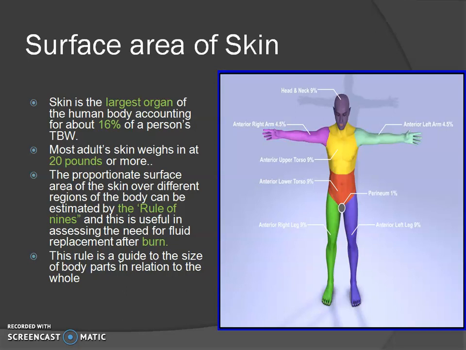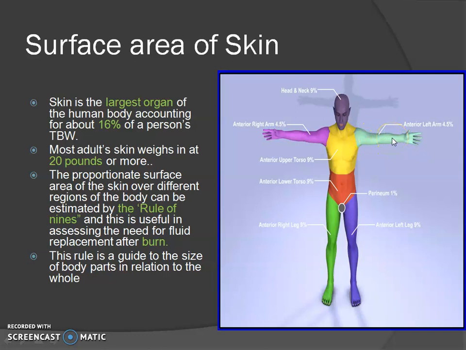The proportionate surface area of the skin over different regions of the body can be estimated by the rule of nines, and this is useful in assessing the need for fluid replacement after burns. This rule is a guide to the size of the body parts in relation to the whole. So, according to the rule of 9, head and neck comprises up to 9% of the total body surface area.